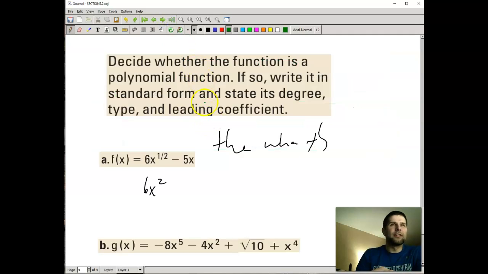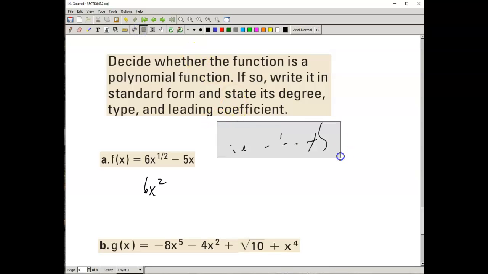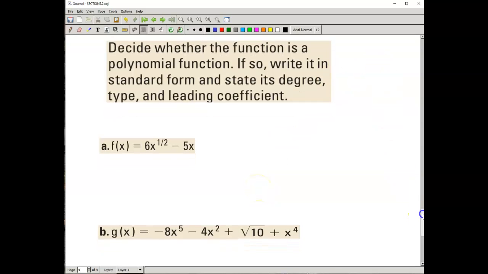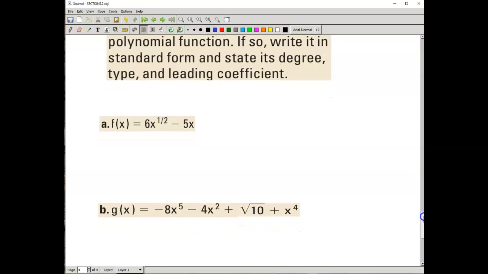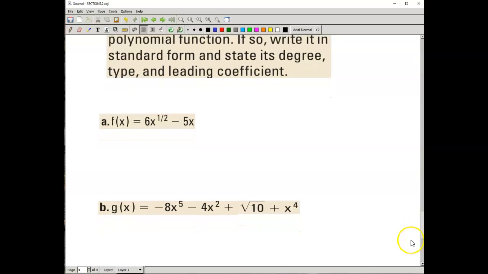All right, so looking at our first example. Our first example is to simply decide whether the function is a polynomial function. If so, write it in standard form and state its degree, type, and leading coefficient. So each one of these, I want you to write these down, and then we'll just basically pick out what type of polynomial it is, if it is a polynomial, and then we'll keep going through.